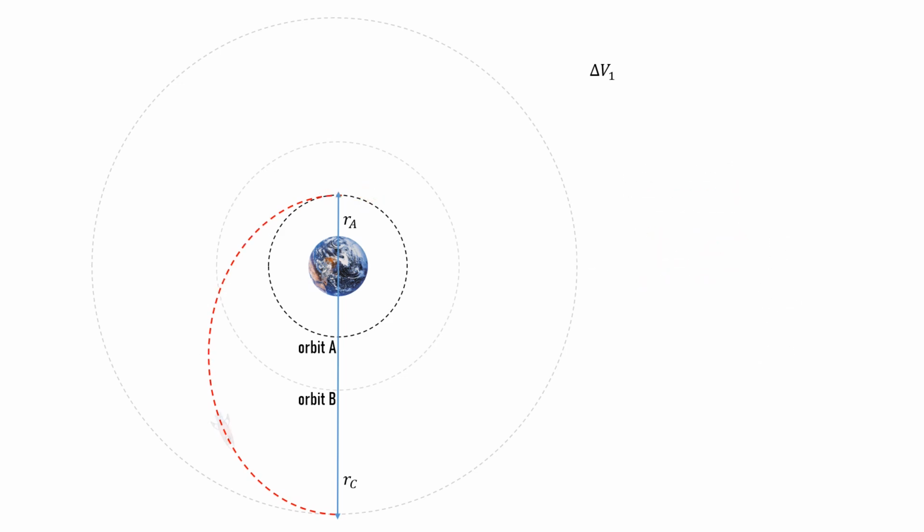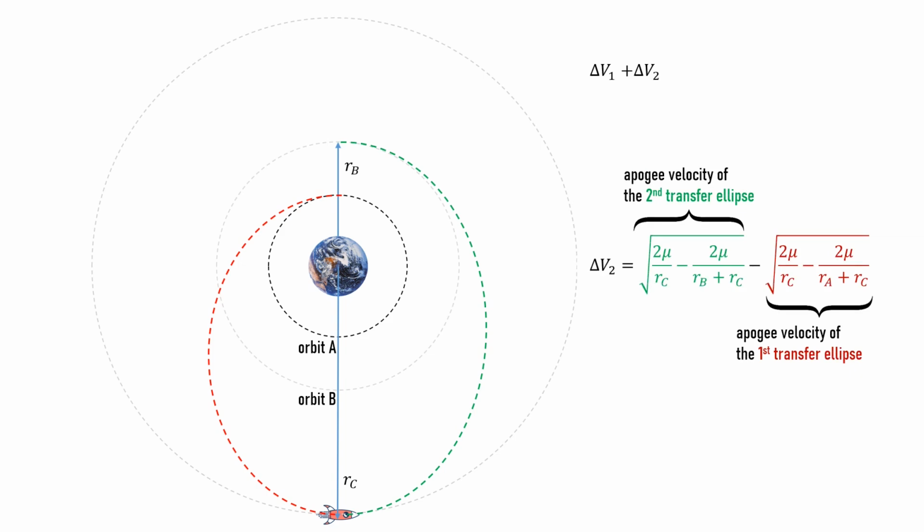When the apogee of the first transfer ellipse is reached at a distance r sub c from the central body, a second delta V raises the perigee to match the radius of the target circular orbit B. This puts the spacecraft on a second elliptic trajectory. The magnitude of the required delta V for the second impulse is the difference between the apogee velocities of the two transfer ellipses.